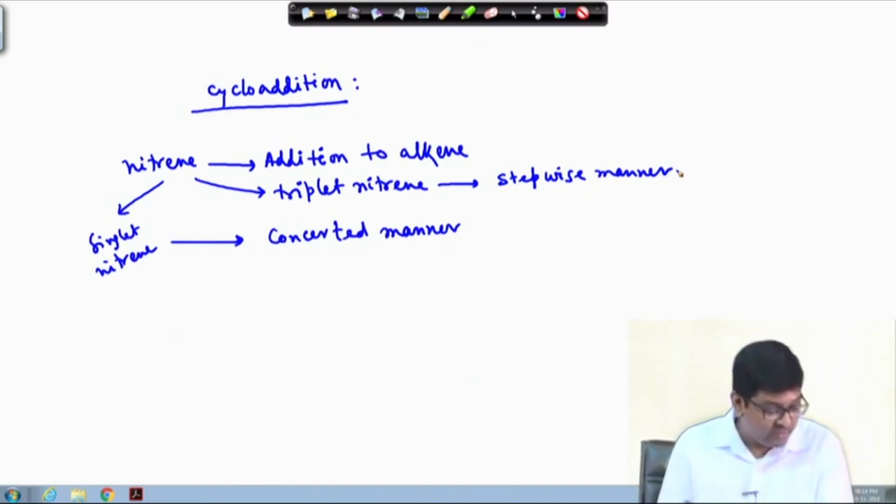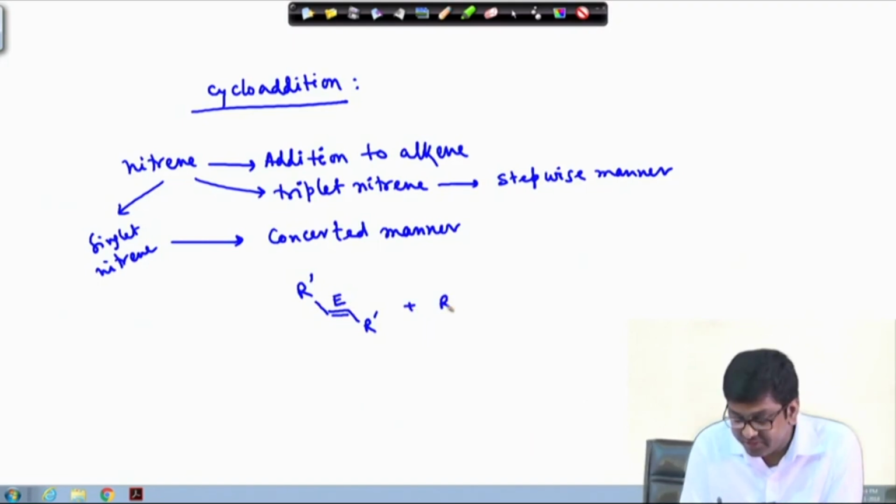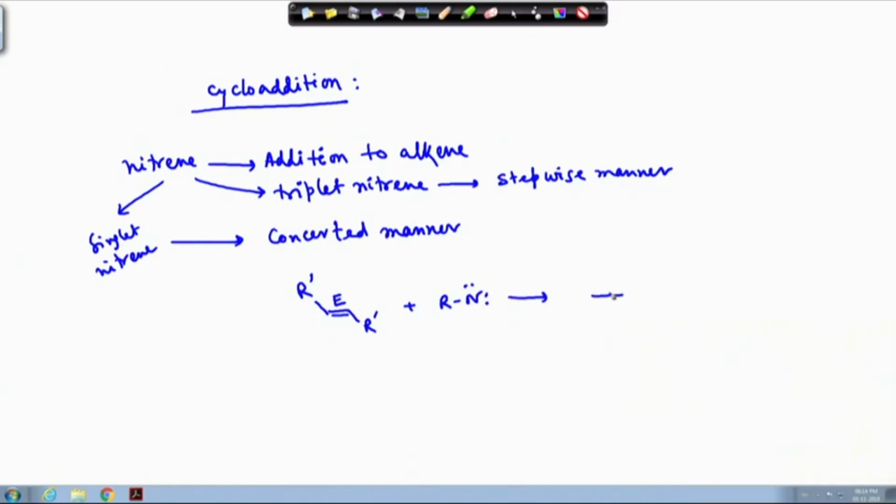As per example, if we take this E olefin with a singlet nitrene, after this addition reaction, this cycloaddition reaction, this is a 1,2-cycloaddition type, this will give this type of aziridine product. Similarly, if this is cis, then you will get the cis product. So, if the geometry is Z for this olefin, you will get the cis product.